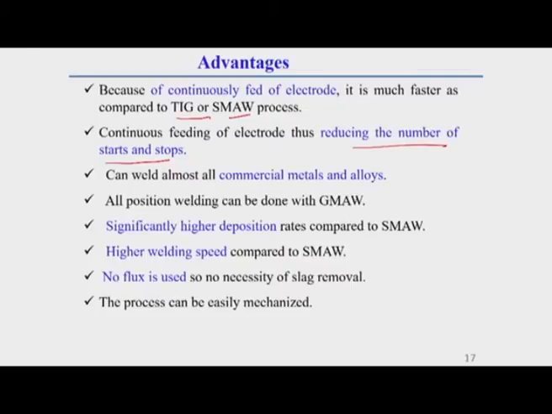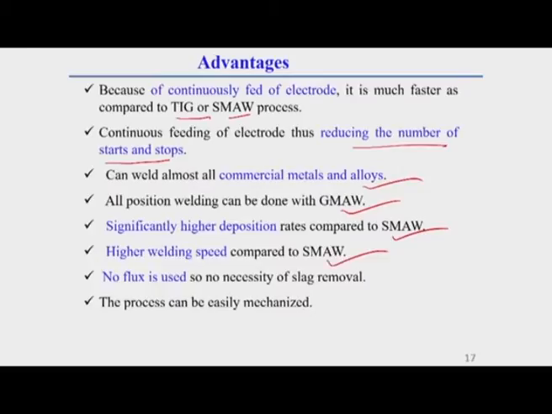It can weld almost all commercial metals and alloys. All-position welding can be done by this GMAW welding process. The deposition rate is significantly higher in this welding process compared to the SMAW process. Generally the welding speed is also higher, as the deposition rate is high.